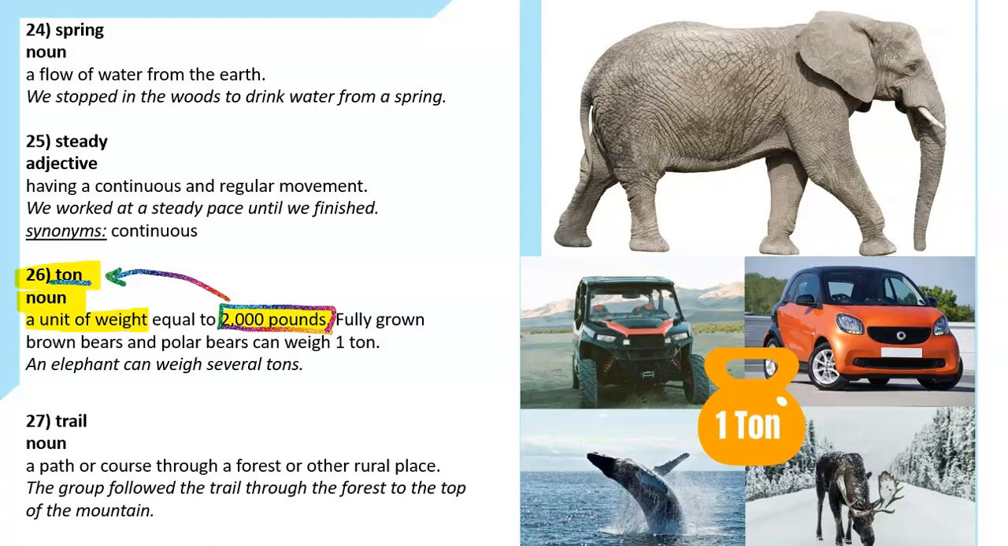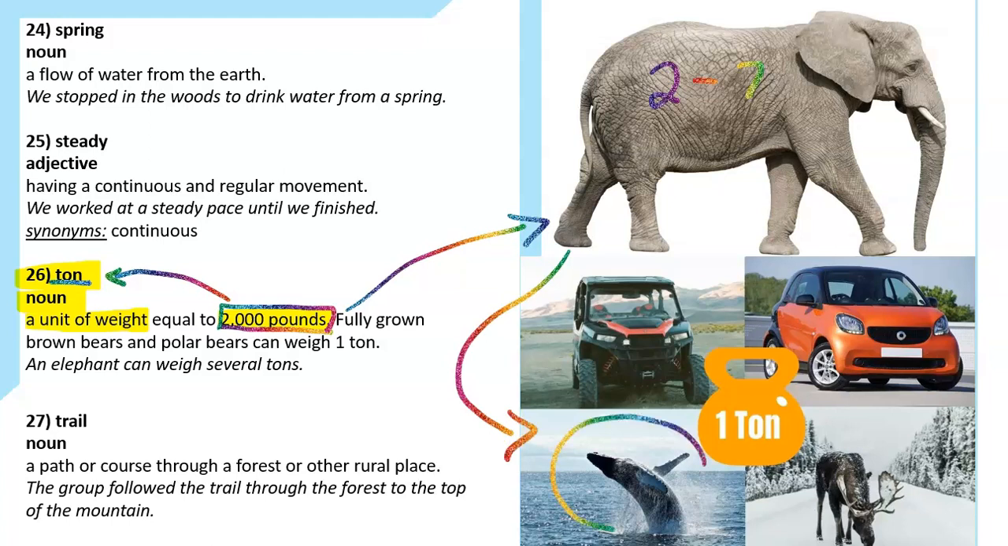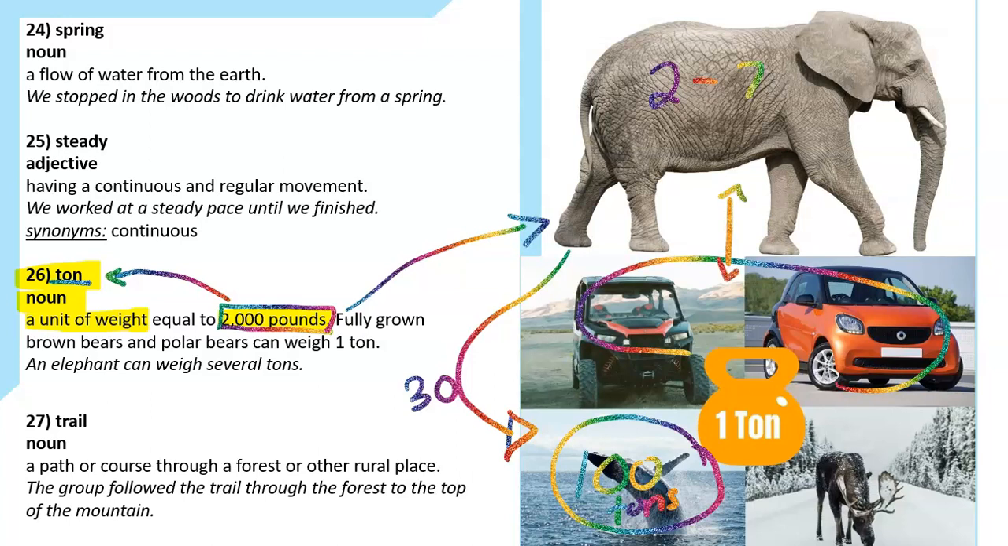So when I talk about an elephant, how many tons do you think an elephant is? An elephant can be between 2 to 7 tons. And let's look at this whale. How heavy do you think this whale is? Well, a whale can be 30 times heavier than an elephant. So this whale here can be about 100 tons.